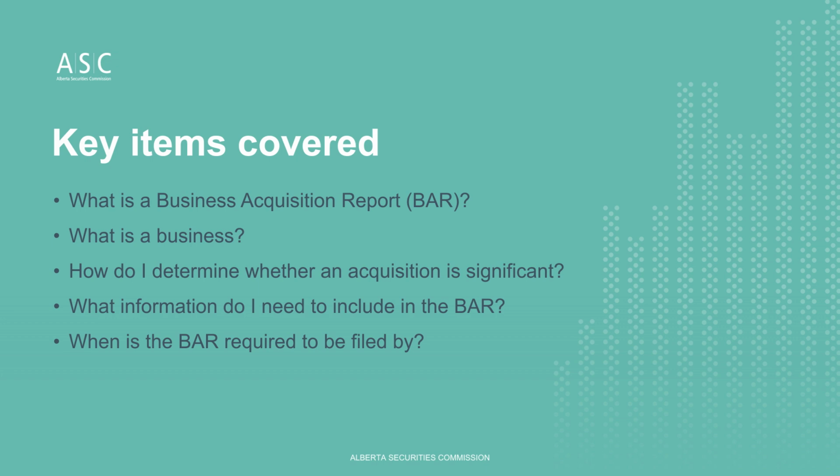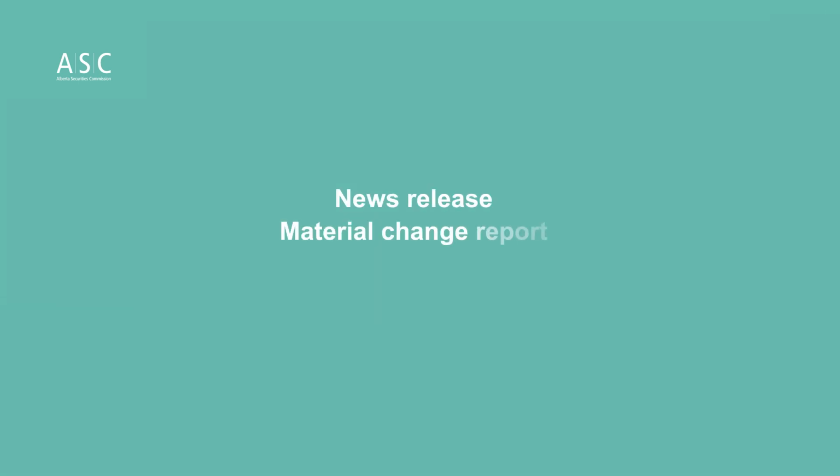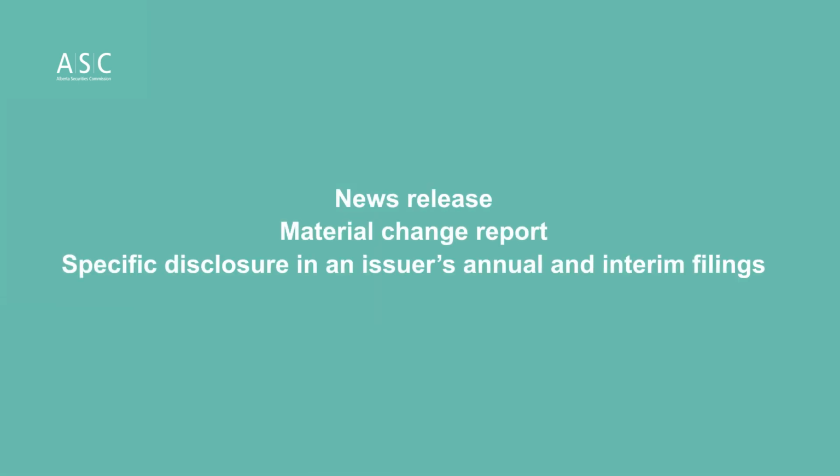This video will focus only on the requirements related to BAR filings, but it is worth noting that completing a significant acquisition may also trigger other continuous disclosure filings, such as a news release, a material change report, and/or specific disclosure in an issuer's annual and interim filings. Please refer to the other videos in this series specific to those continuous disclosure documents.